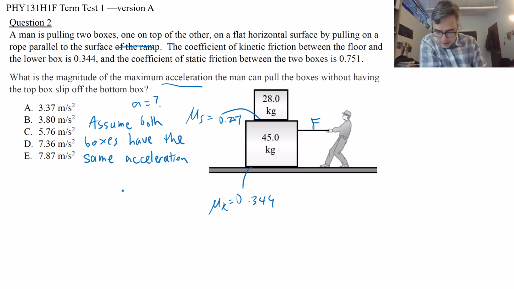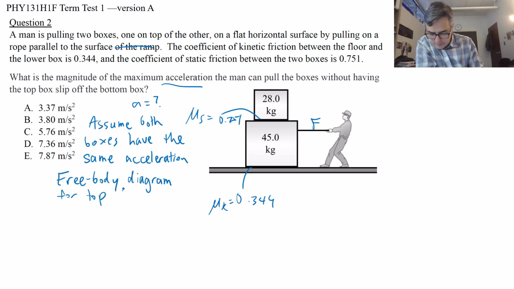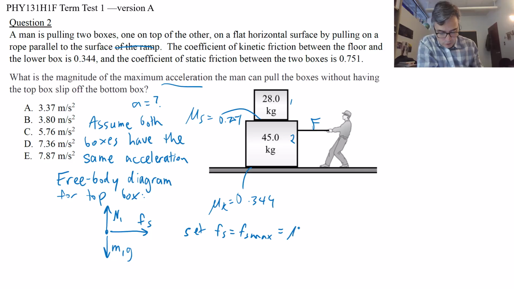So I think all we need to do is draw the free body diagram for the top box. So that's going to be the normal force on, if we call this 1 or something, and this 2, we'll call this normal force on 1, m1 g pulling down, and then there'll be this static friction force pulling to the right. We're finding maximum acceleration, so set the box to be just about to slip when mu sub s times n1 is that friction force.